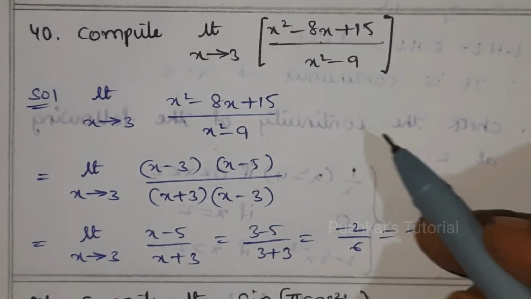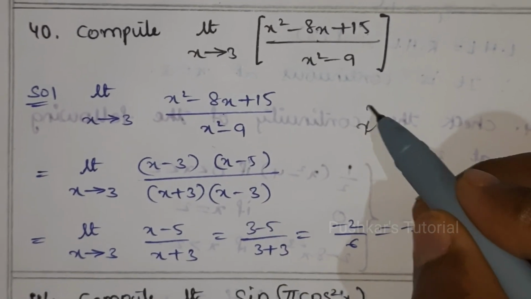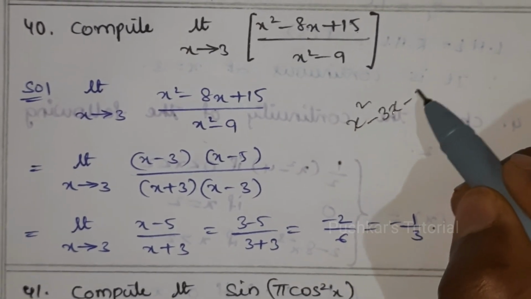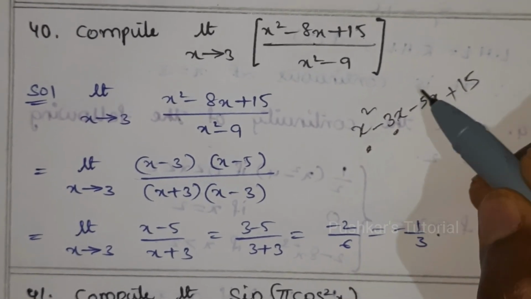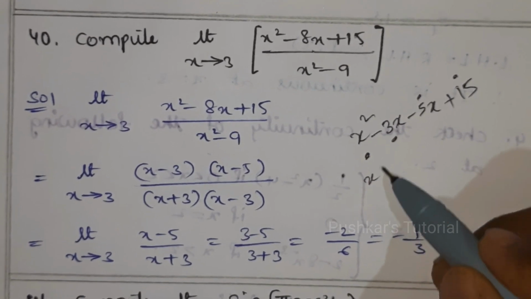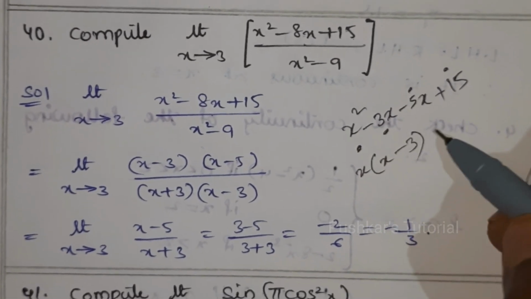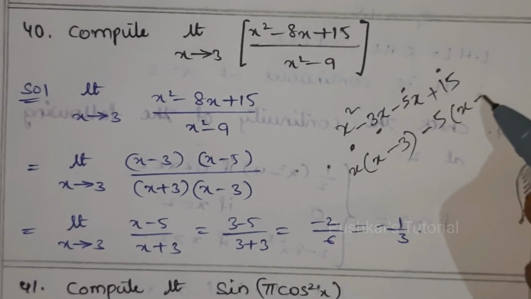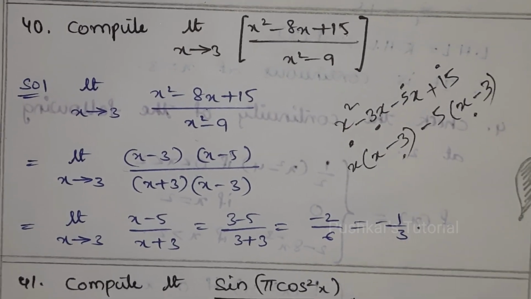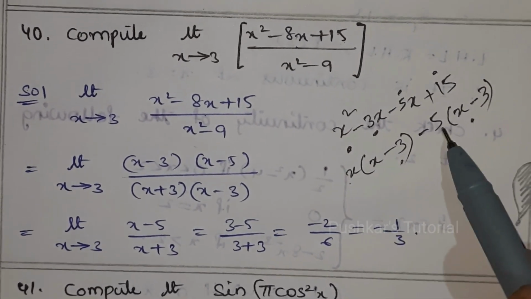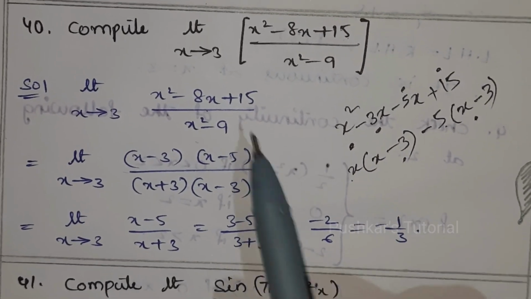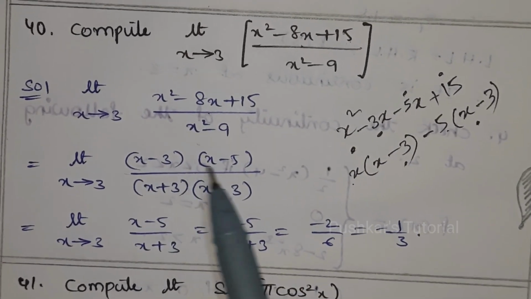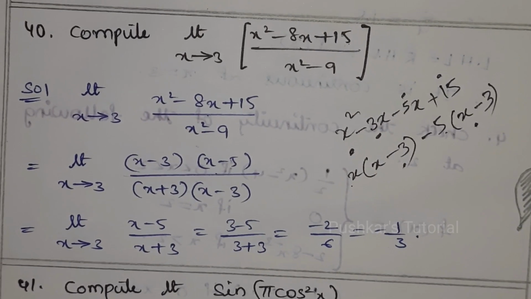So we can write minus 8x as x square minus 3x minus 5x plus 15. We can take x common, and 5 common: x minus 3 is left over, minus 5 common, x minus 3 left over. Again x minus 3 is common, and what is left over? x minus 5. Directly we can write this, or step by step also. So the numerator we can write as x minus 3 into x minus 5.